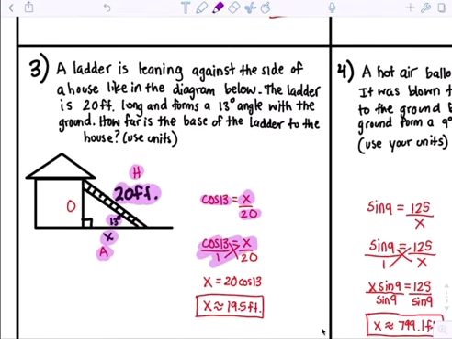And then we cross multiply. So then x times 1 is x. 20 times cosine 13 is 20 cosine 13. Put that into your guys' calculator and round to the nearest tenth for all of these, and we're going to get roughly 19.5 feet.